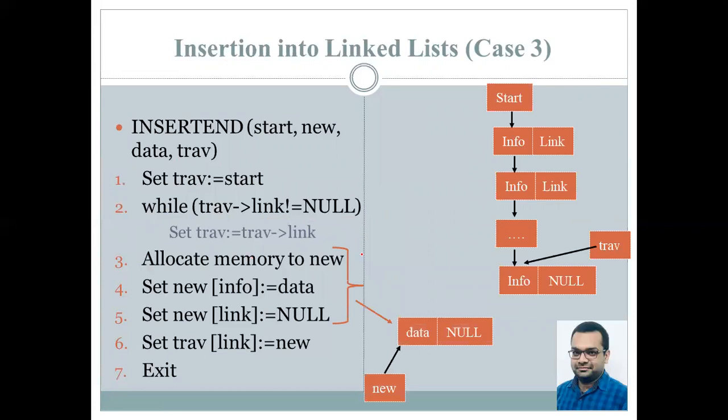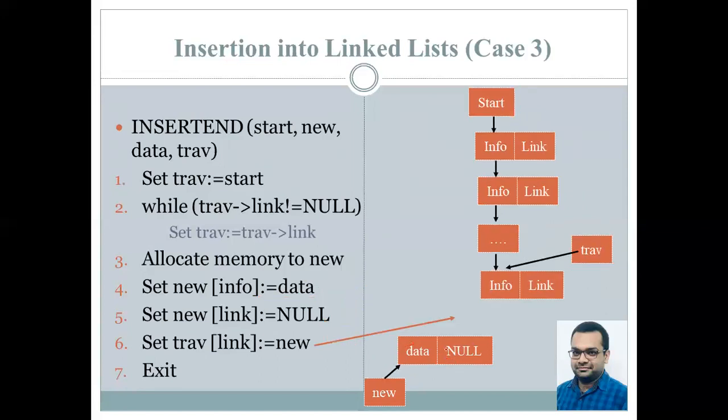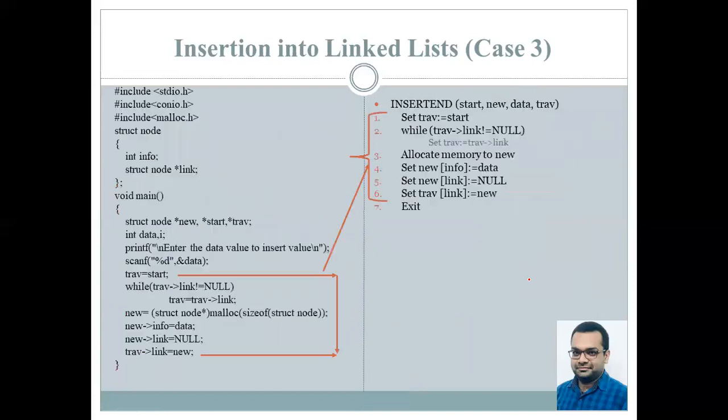For such a scenario, we'll be assigning the memory to the new node that needs to be inserted using the malloc function. Its information part will get the value of the data and its link will be made null because now it is the last node in the linked list. Now you can see that by performing this statement, the traversal's link gets the value of the address of the new node that we want to insert into the linked list. So this field, which earlier was null, now becomes the address of the new node. This is the straightforward conversion to the C program.